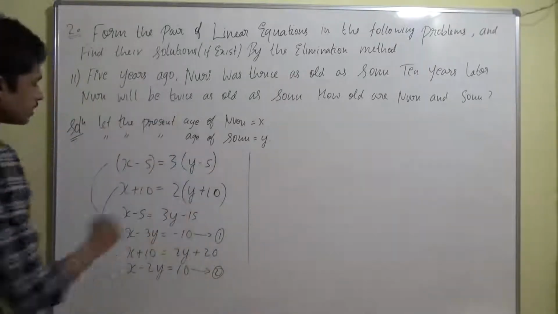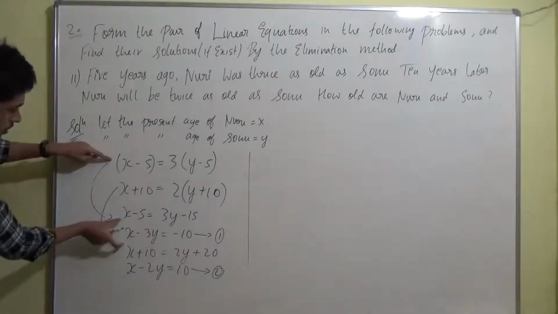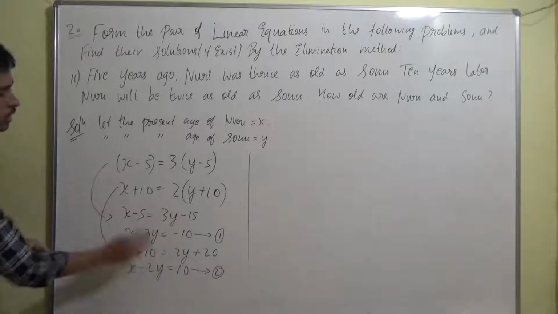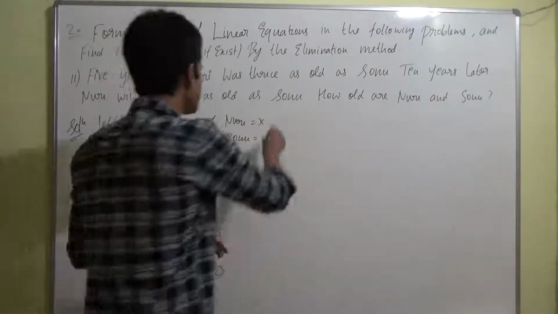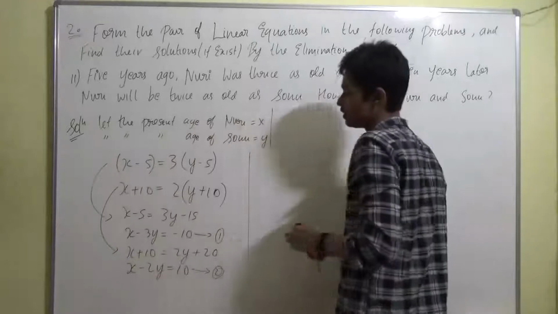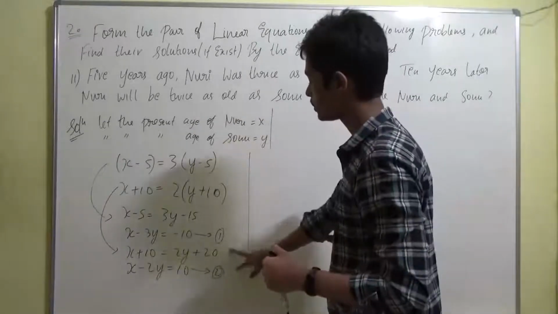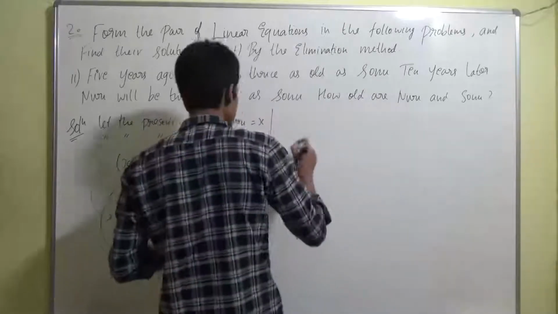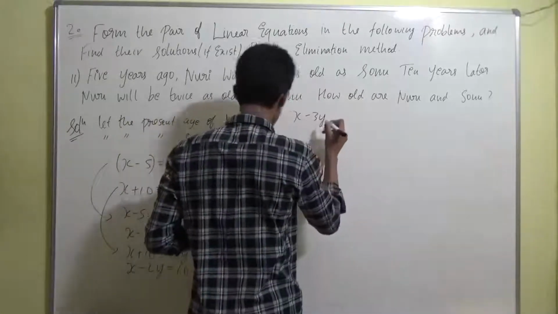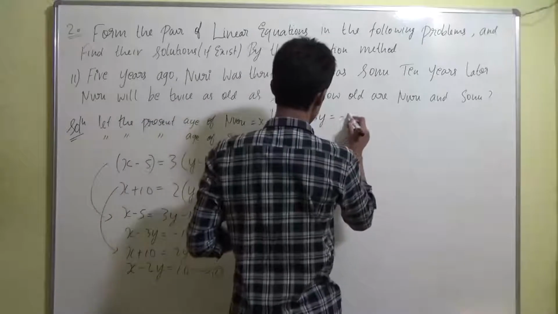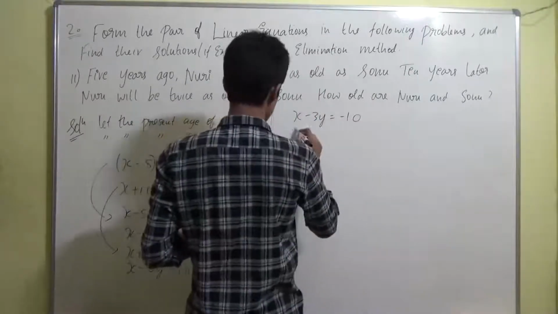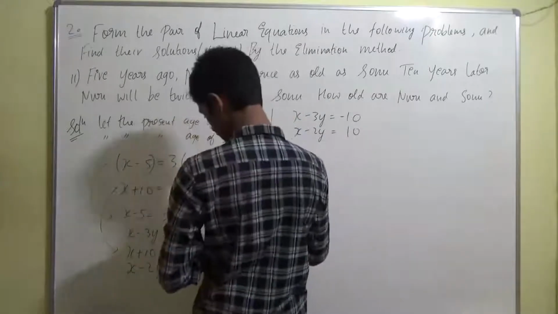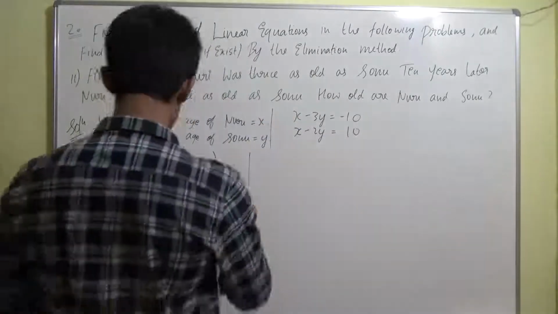So we expanded both the equations. This was the expansion of the first equation and this was the expansion of the second equation, and finally we got equations 1 and 2. Now let us write equations 1 and 2 here, and let's do the elimination process and find the value of X and Y. X minus 3Y equal to minus 10, and then X minus 2Y equal to 10. Correct? Yeah, it is correct.